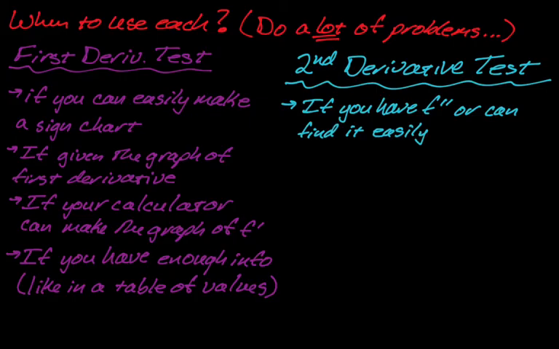If you can't find f double prime easily, you might not want to get involved with the second derivative test, unless the sign chart is super hard to make for f prime. Then even if the second derivative is challenging, you might want to go for it.